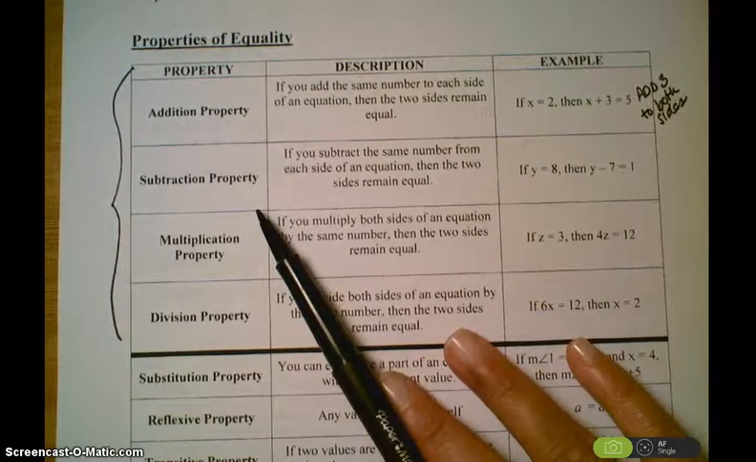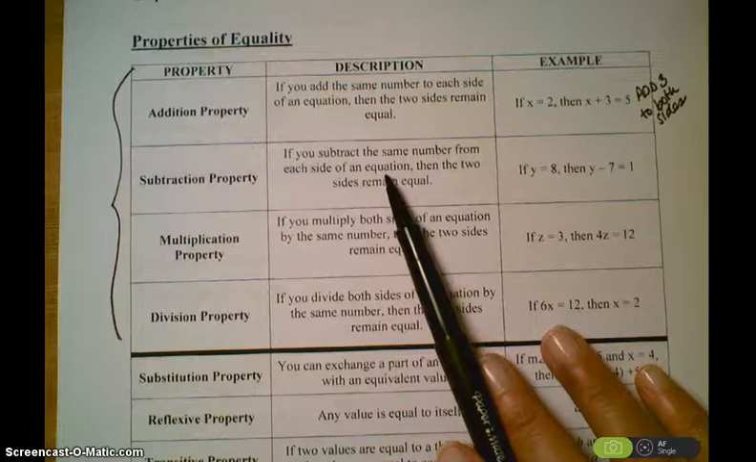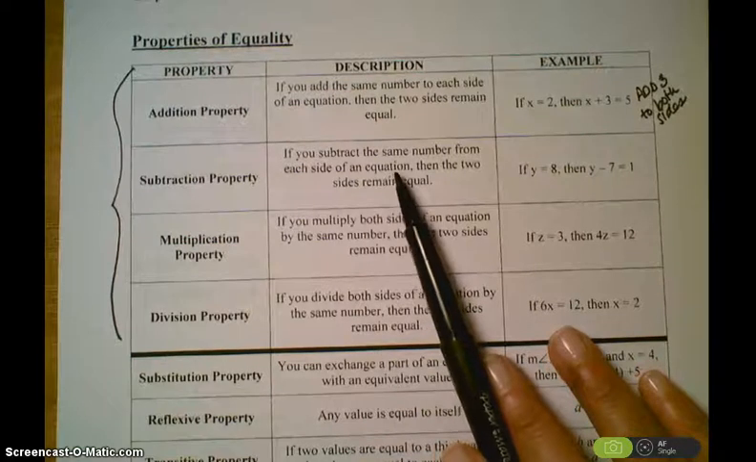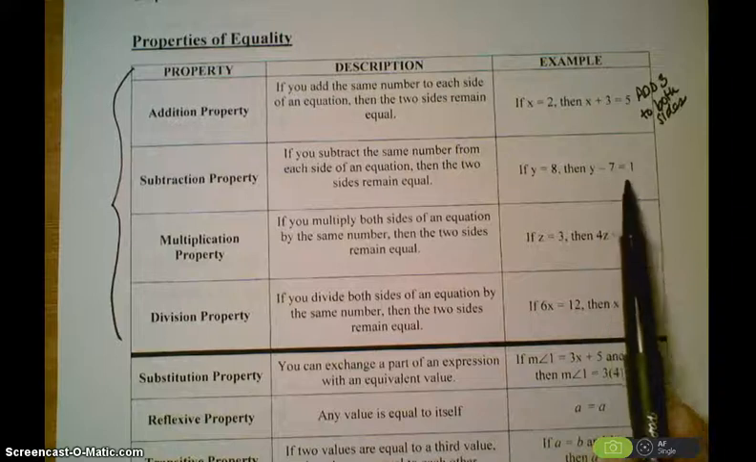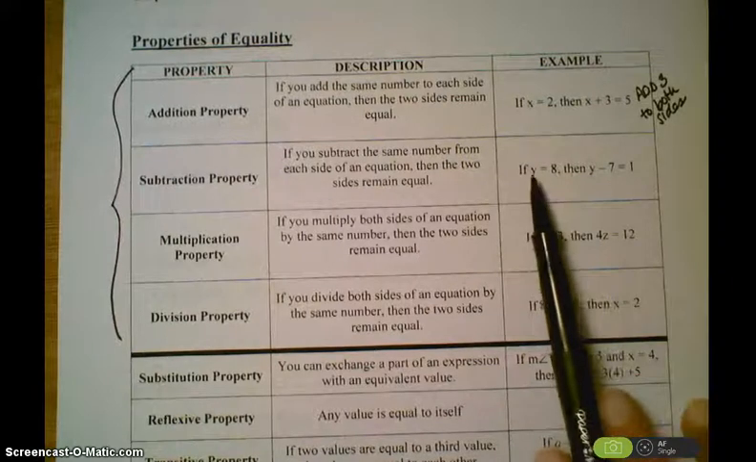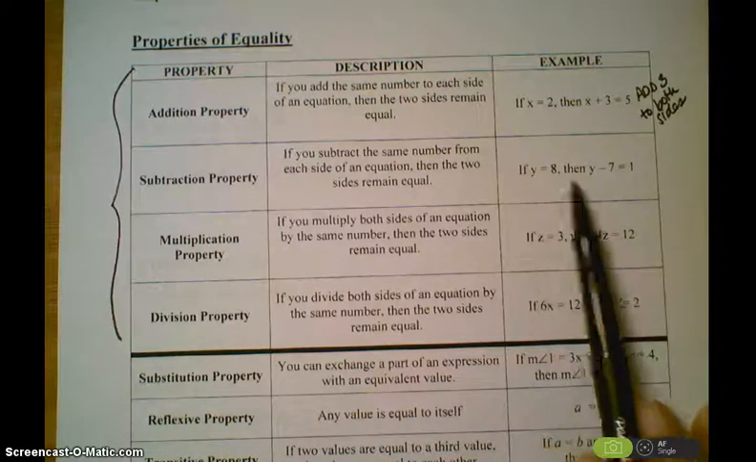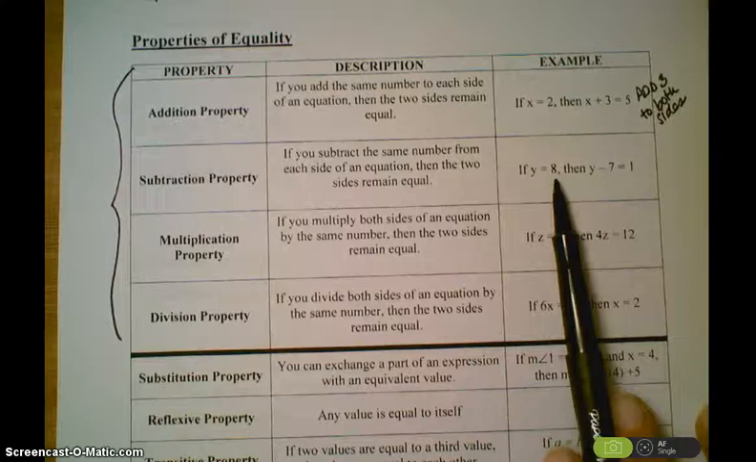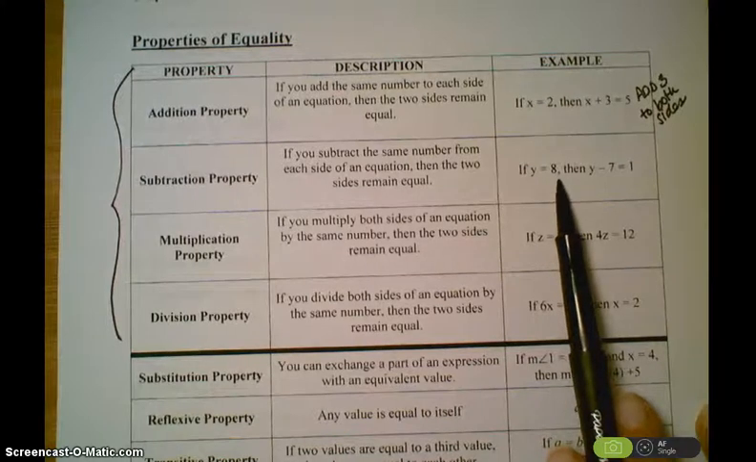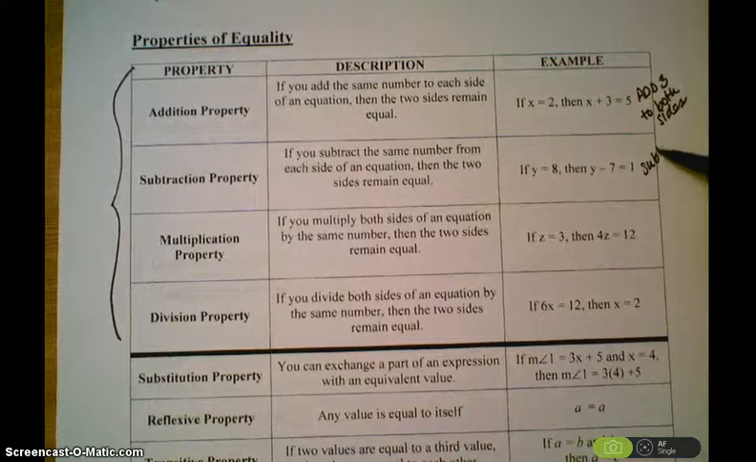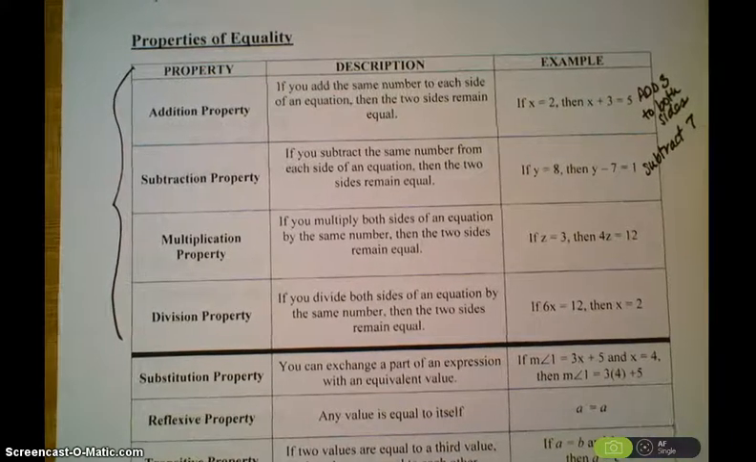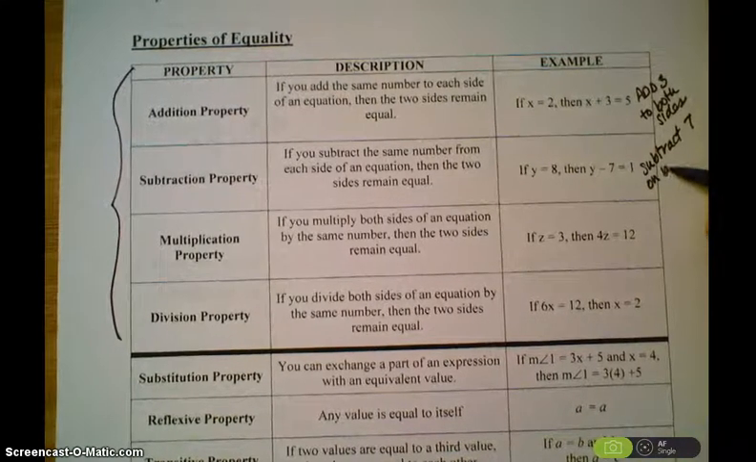Subtraction property, same idea. If you subtract the same number on both sides, they stay equal. So if y equals 8, then y minus 7 equals 1. What changed on the left side? I subtracted 7. If I do the same to the right side, 8 take away 7 will leave us with 1. And again, we subtracted 7 on both sides.